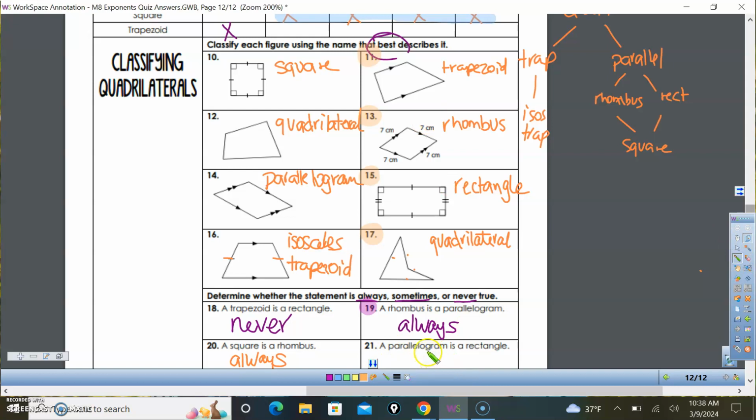And then for number 21, it says a parallelogram is a rectangle. So in my diagram, I can see that this time the word parallelogram comes above the word rectangle. So a parallelogram, yes, sometimes a parallelogram is a rectangle. But sometimes a parallelogram is a rhombus. Sometimes it goes in the opposite direction. So this one would be sometimes true, because a parallelogram can be both a rectangle and a rhombus as subcategories. So we can't say that it's always a rectangle because it will sometimes be a rhombus.